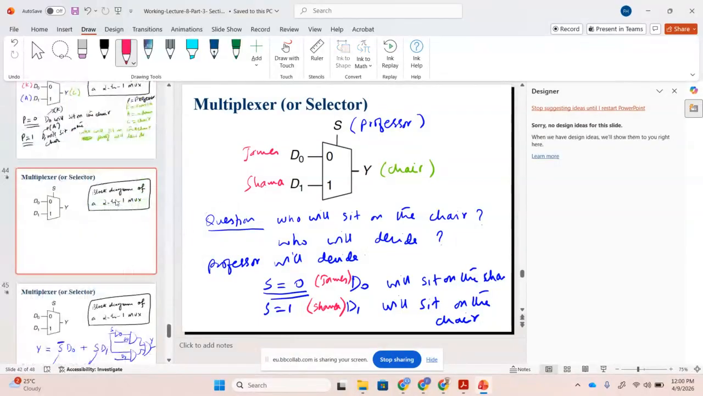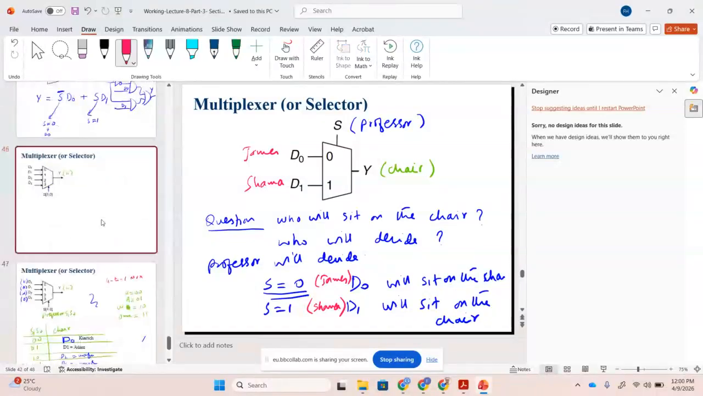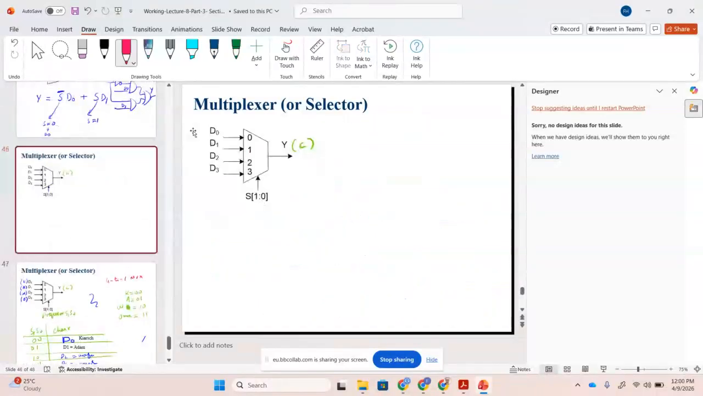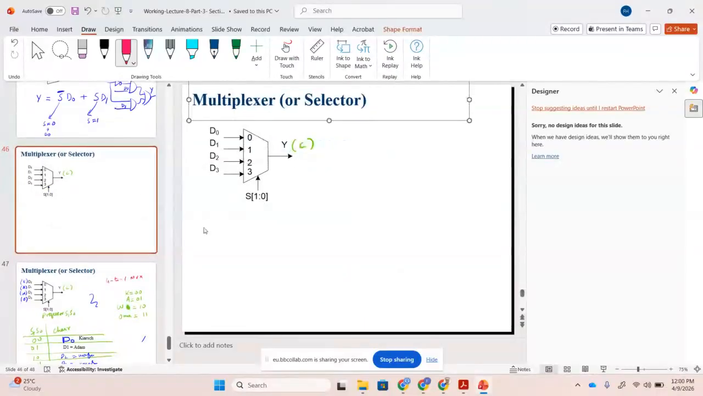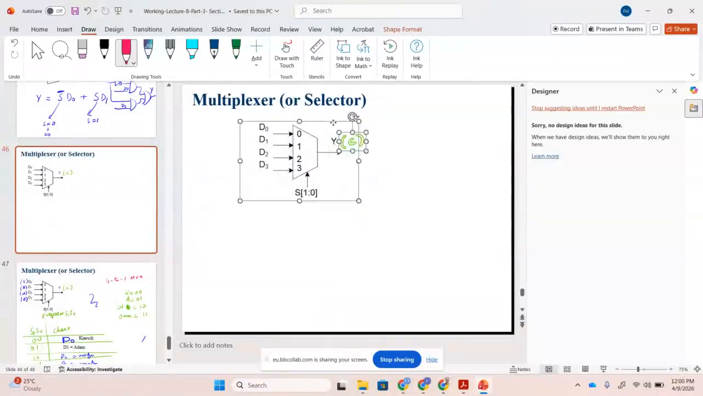Now let's assume we have a 4 to 1 multiplexer. So this is the block diagram of a 2 to 1. Now let's assume we have a 4 to 1 multiplexer. In the previous example, there were two contenders. There were 2 guys who were competing. It means James was competing and Shama was competing. But now we have 4 people. So in the 4 to 1 multiplexer, there are 4 people.